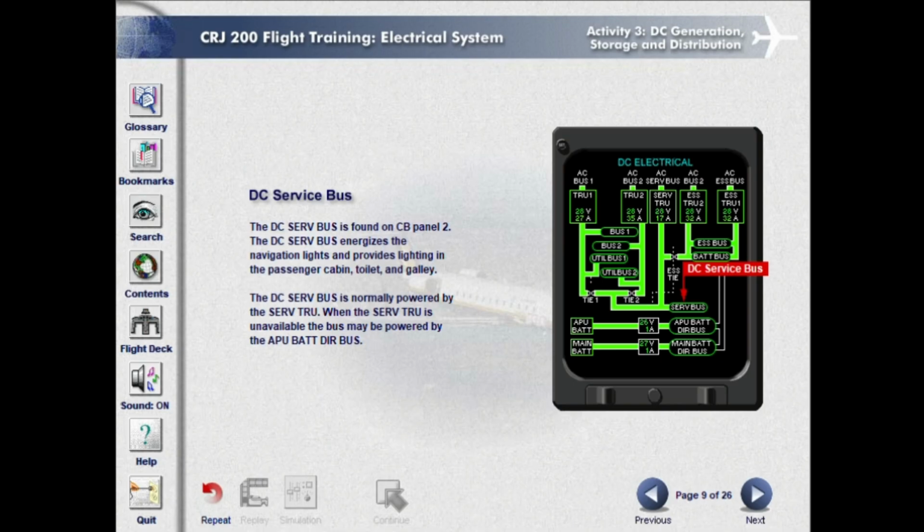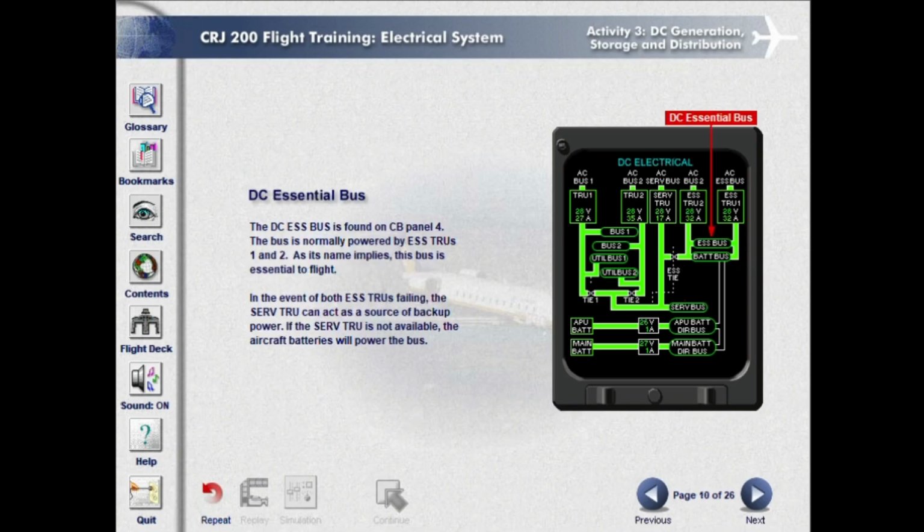DC service bus. The DC service bus is found on circuit breaker panel 2. The DC service bus energizes the navigation lights and provides lighting in the passenger cabin, toilet, and galley. The DC service bus is normally powered by the service TRU. When the service TRU is unavailable, the bus may be powered by the APU battery direct bus.